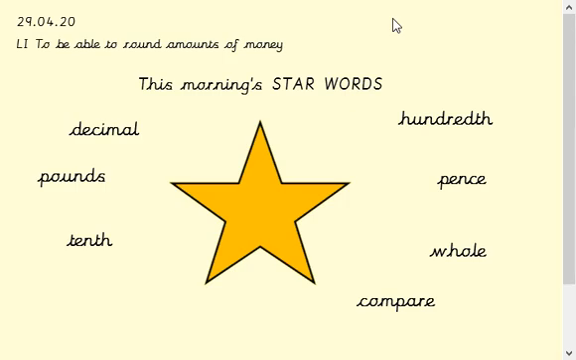Okay, our learning intention for this morning is to be able to round amounts of money, usually to the nearest pound. Our star words this morning would be decimal, pounds, tenth, hundredth, pence, whole, and compare.